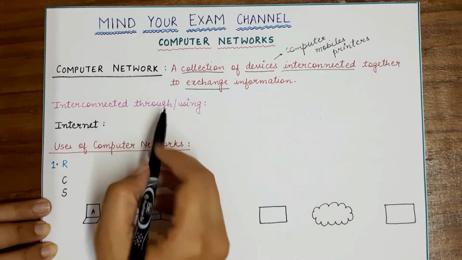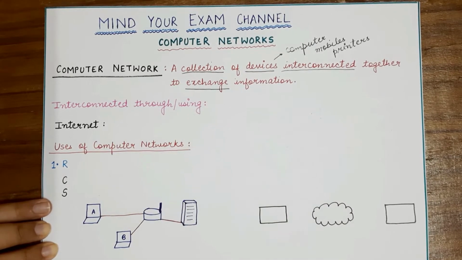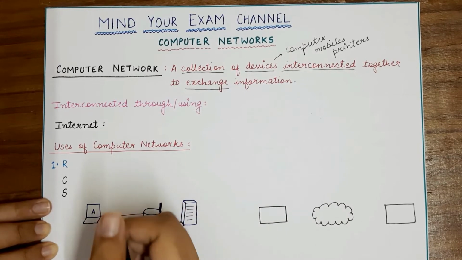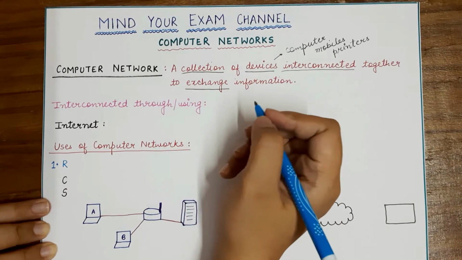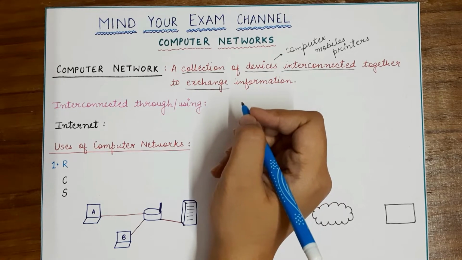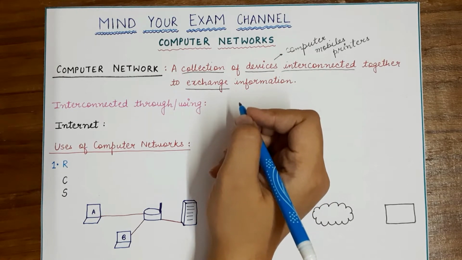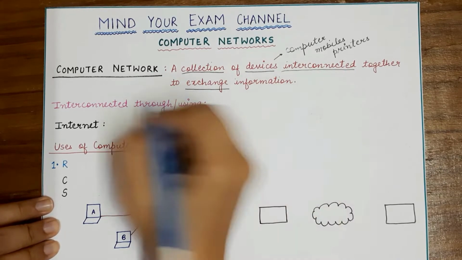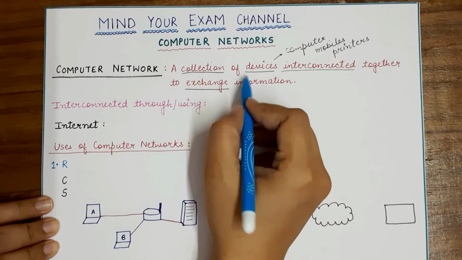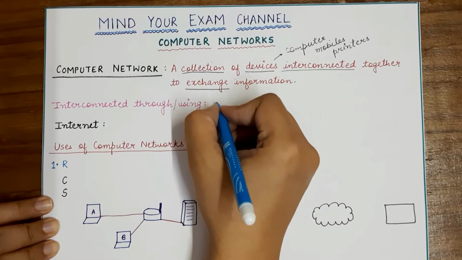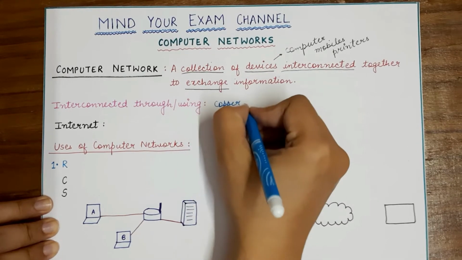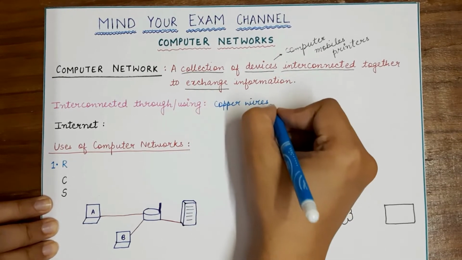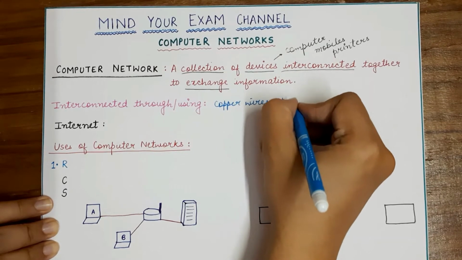Now this interconnection of devices generally takes place with the help of some communication media or transmission media, and this transmission media can either be a wireless media or a wired media. We will be studying all these in detail in this course, but as of now you can say that the devices in a computer network can be connected through wires like copper wires, which include twisted pair cables or coaxial cables.